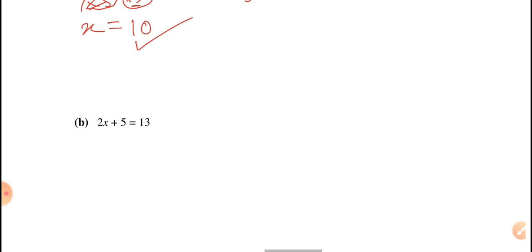Question B. We want to solve 2x plus 5 is equal to 13. We want the x by itself. So the first thing we have to do is get rid of this plus 5. How do you get rid of plus 5? You take away 5 on both sides. 13 take away 5 is equal to 8, and this plus 5 and take away 5 cancels out. We've done nothing to the 2x, so that just gets copied straight down. So 2x is equal to 8.